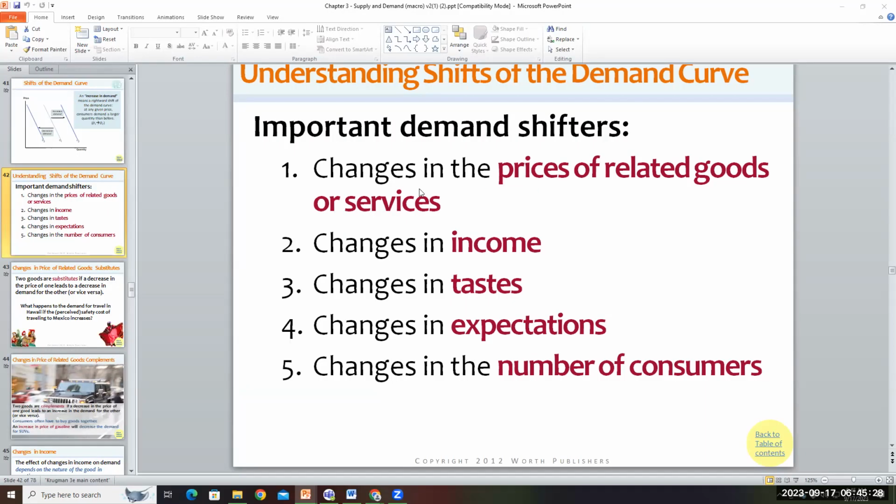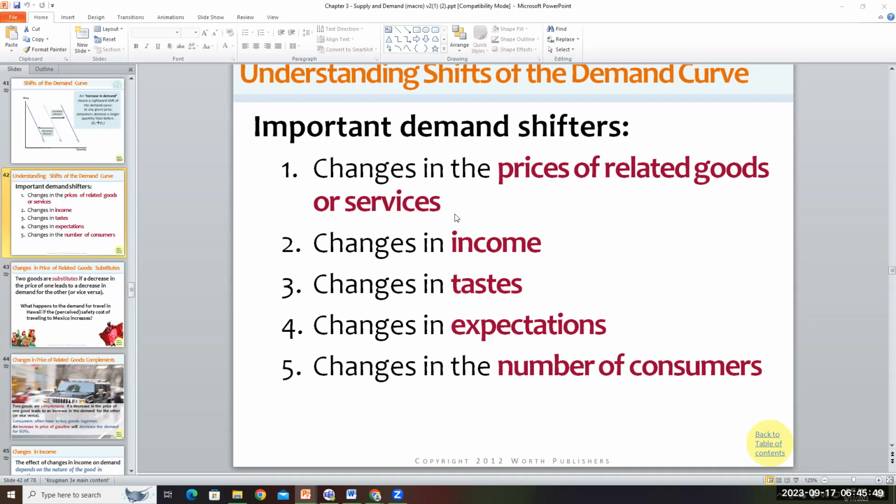So there could be a change in prices of related goods or services. For example, hot dogs and hot dog buns. If the price of hot dogs goes up, then the demand for hot dog buns is going to fall. Right? And there are changes in income. As incomes go up, the demand curve shifts to the right. If we're in a recession, incomes go down, and the demand curve shifts to the left.